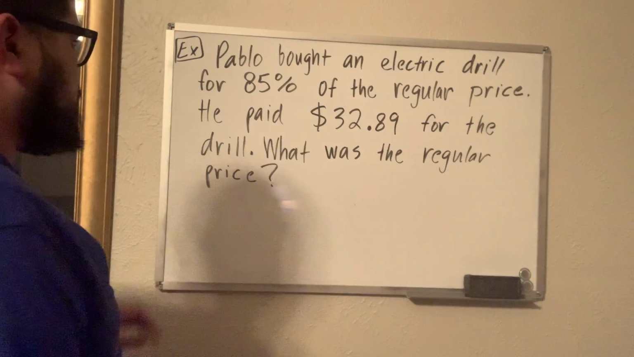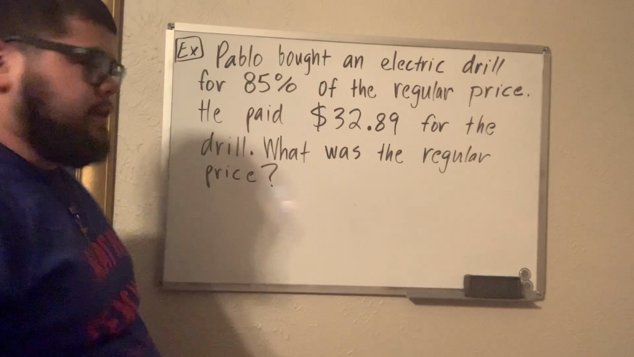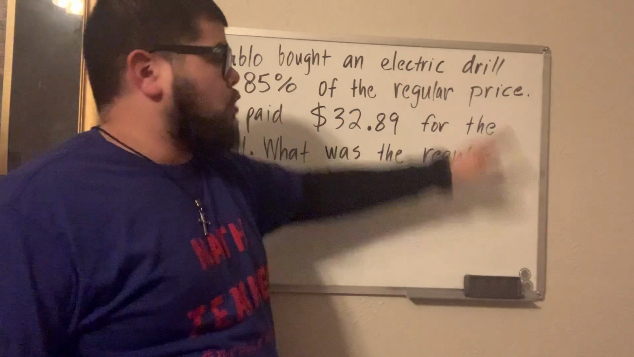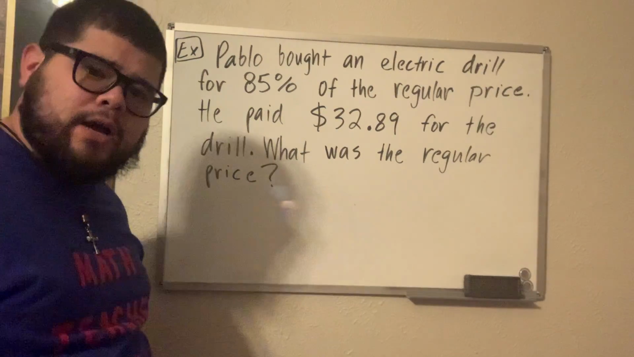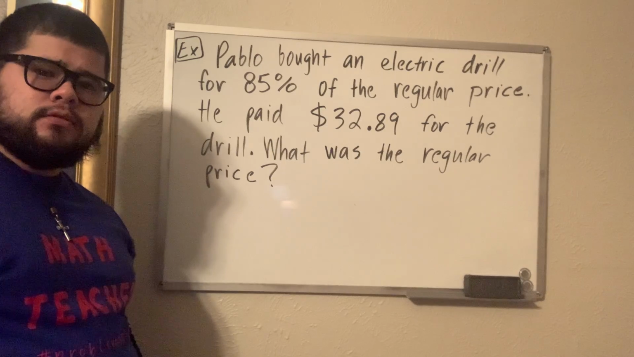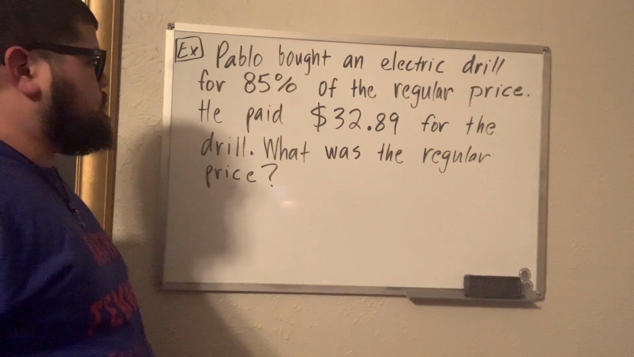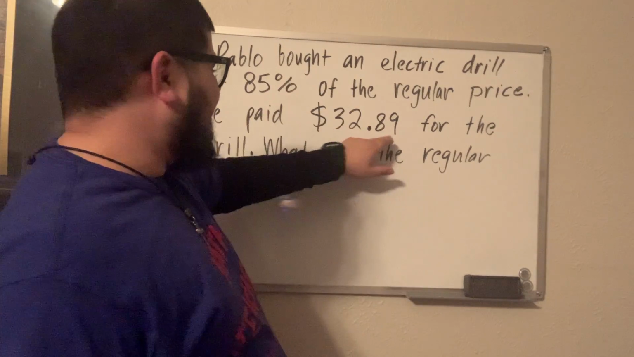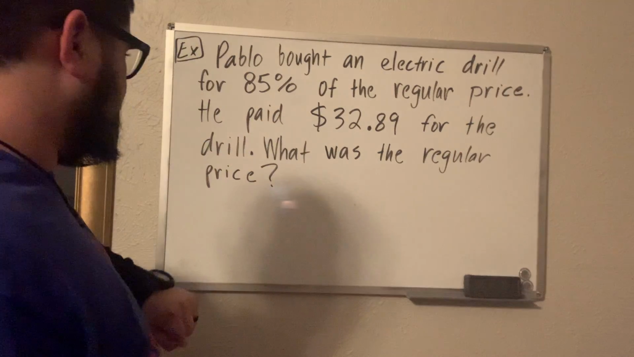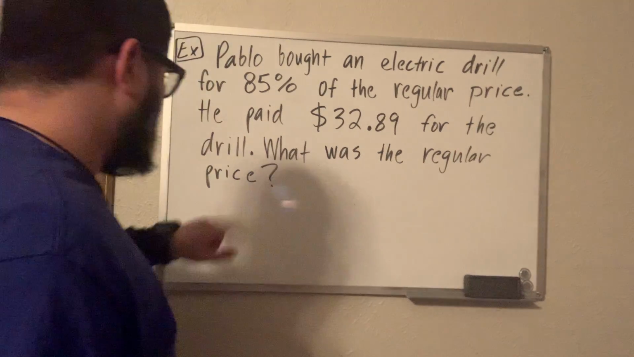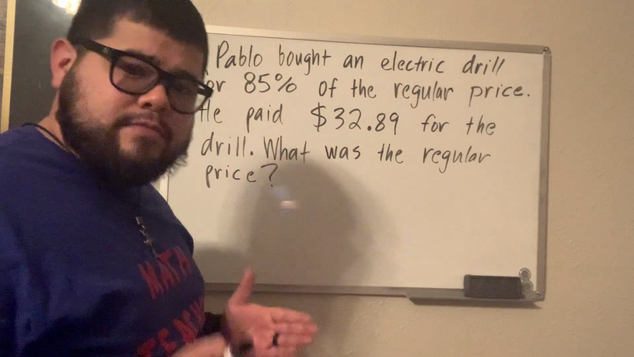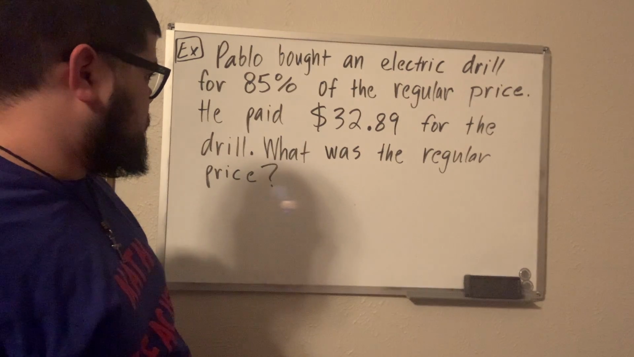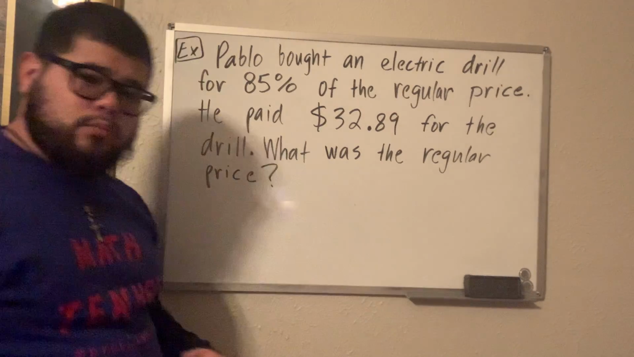First thing, we got to reread the problem over and over again until we understand it. Pablo bought an electric drill for 85% of the regular price. Ask yourself, is that the total amount that the drill cost? What he paid for? No, right? That wasn't the total cost. He paid $32.89 for the drill. What was the regular price? And you got to ask yourself, is the regular price more or less than this number, what he paid for? The regular price is more, right?